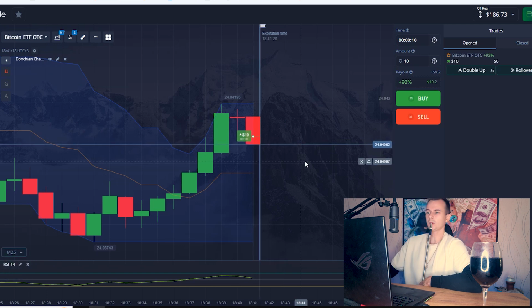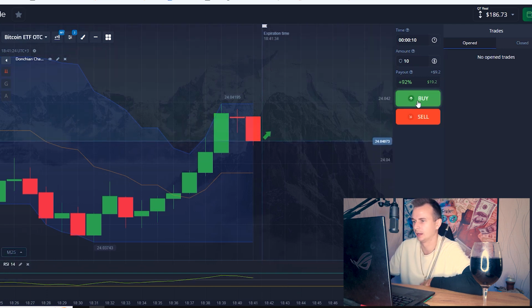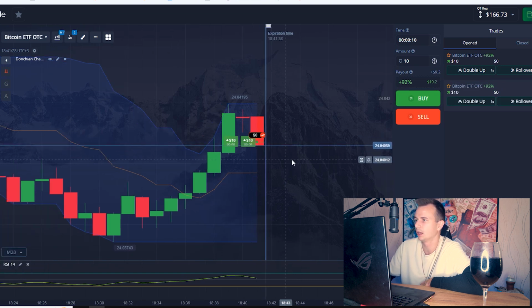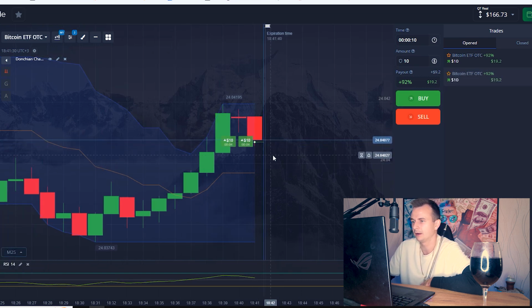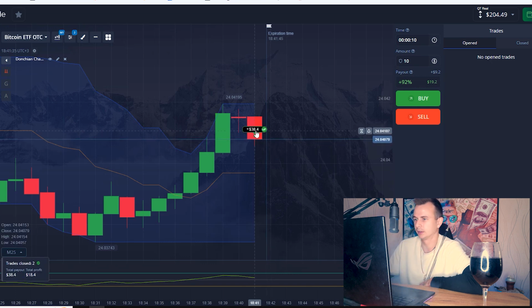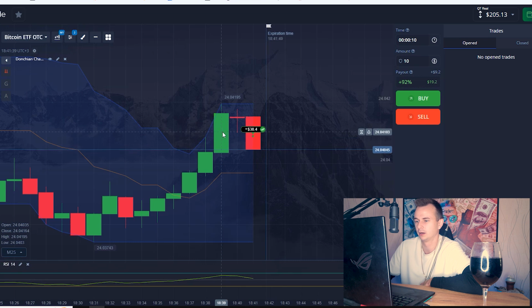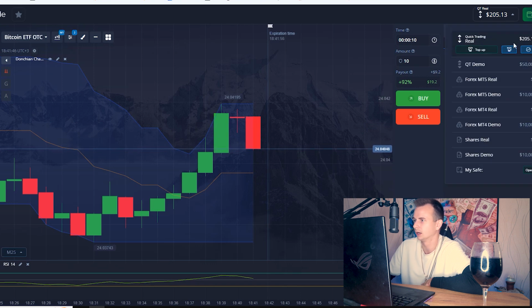From this point, 3, 2, 1, and I lost, so we take 2 positions long from this point, and now we just need to wait. Okay, 5, 4, and as you can see, I earn $38. So we just started, it passed 3 minutes, and I already have on my balance $200. This is my real balance, as you can see.